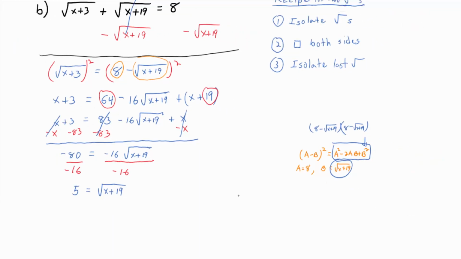So we isolated the remaining radical. That was step 3. Can you guess what step 4 is going to be? Square both sides again. That's supposed to be a square. It doesn't look much like one. It's going to be square both sides again. So if I do that, what do I end up with? 25 equals x plus 19, but if you like, turn it around: x plus 19 equals 25. So what does x equal? 6. Okay, so we kind of worked that last step in there.